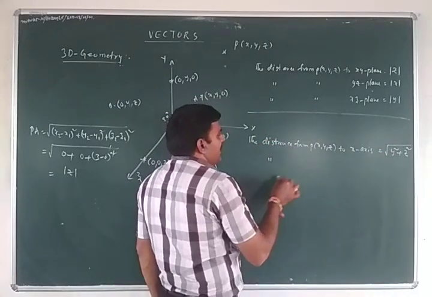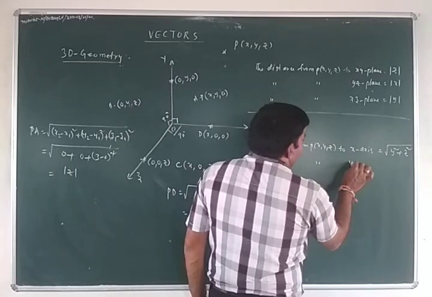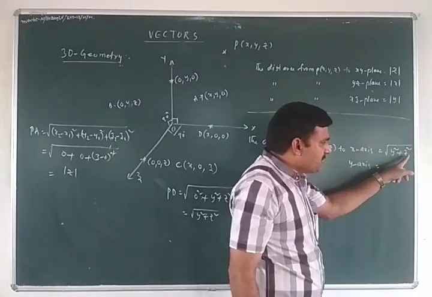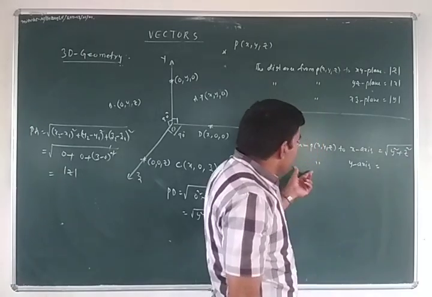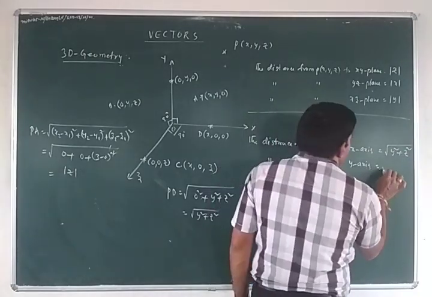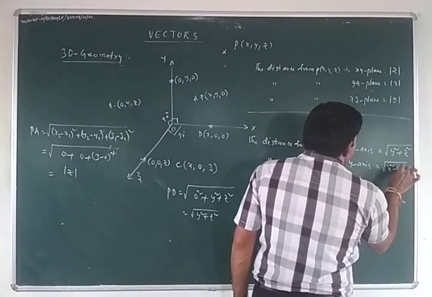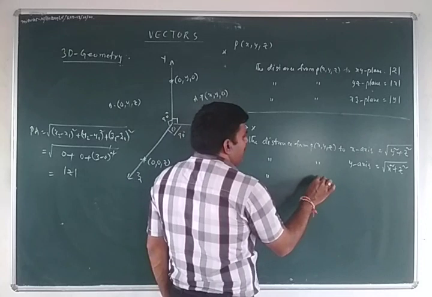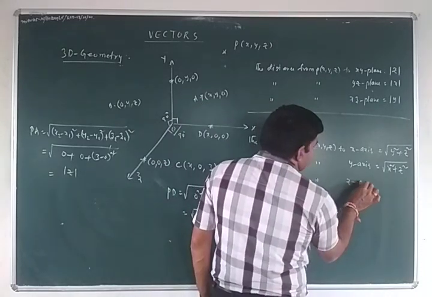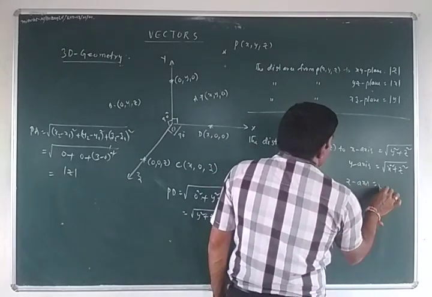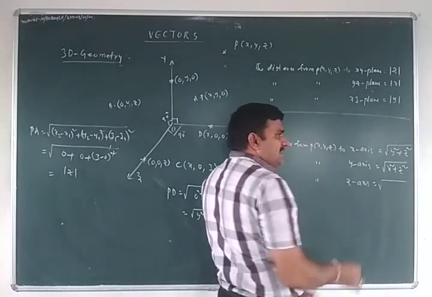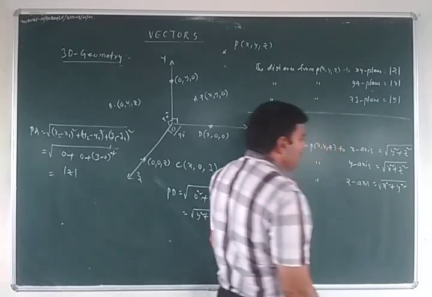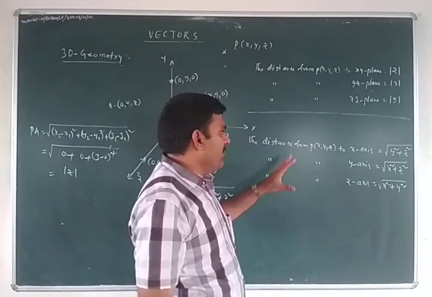Similarly, the distance from a point to the y-axis. So the x-axis is nothing but, here we get the square root of y square plus z square. Similarly, for the y-axis, except y, the remaining values: x square plus z square. And one more, the distance from the point to the z-axis is equal to the square root of, for the z-axis, except z, that is x square plus y square. So these formulas are very important.